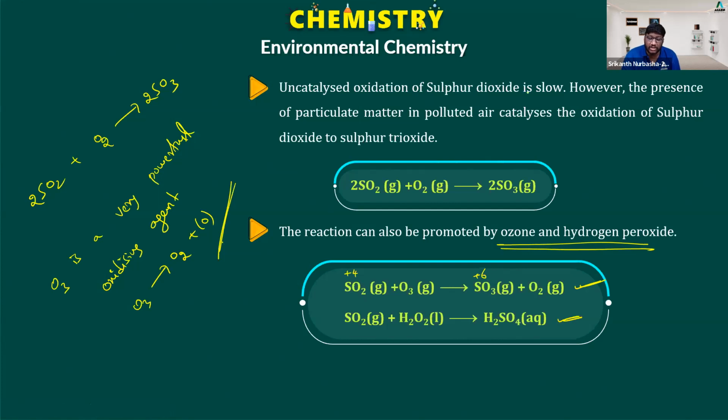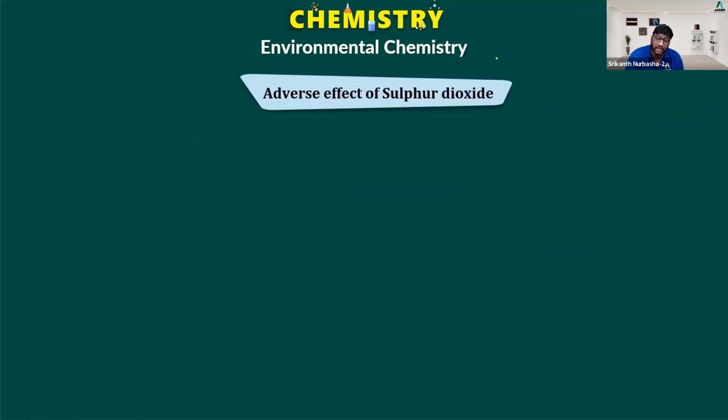The uncatalyzed oxidation of sulfur dioxide is slow, but the catalysis can be happening in the presence of particulate matter, or ozone and hydrogen peroxide can also catalyze the reaction. Right? Adverse effects of sulfur dioxide. So we are producing sulfur dioxide and that sulfur dioxide can also convert to sulfur trioxide. These oxides of sulfur are dangerous, and we look at some adverse effects of sulfur dioxide, SO2. How is this SO2 obtained? The SO2 is obtained majorly by heating the fossil fuel containing the sulfur.